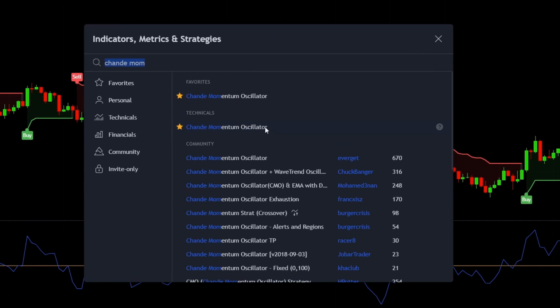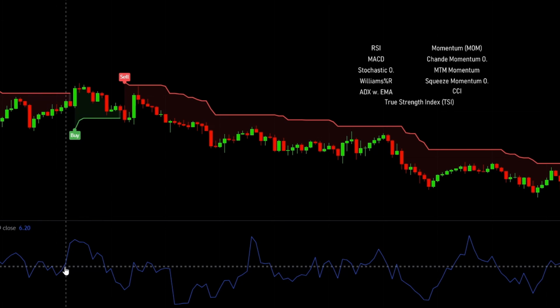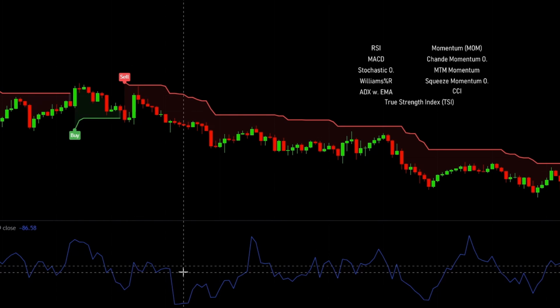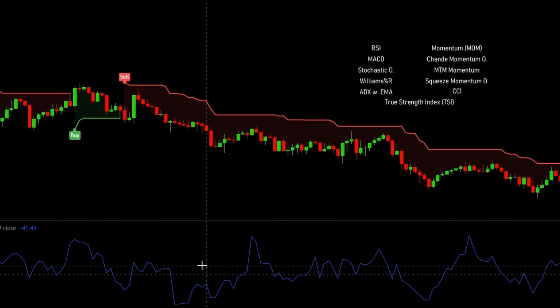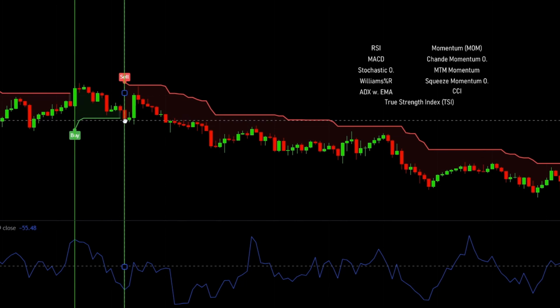Next up we have one of my favorites, the Chande momentum oscillator. Add this one. It's another one-line indicator, and the rule is the same. Long entries are only allowed if the momentum indicator is above zero, and short entries are only allowed if the momentum indicator is under zero. This is a very long entry, and this is a very short entry.